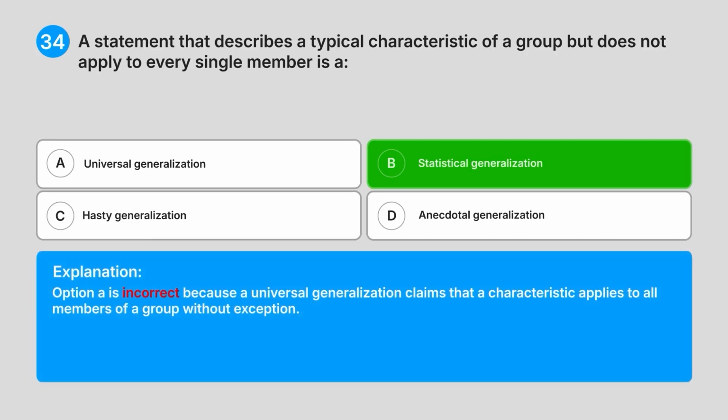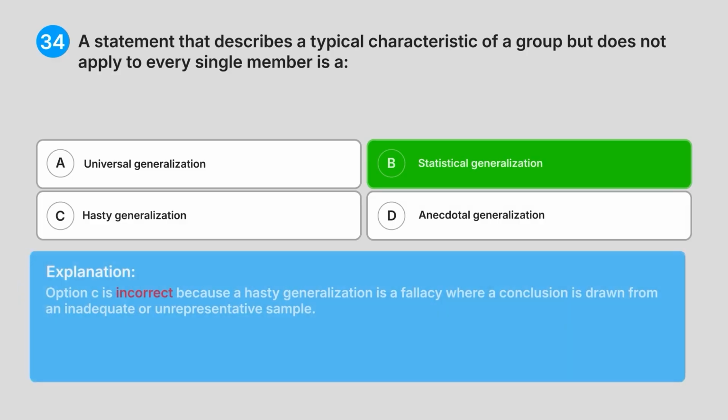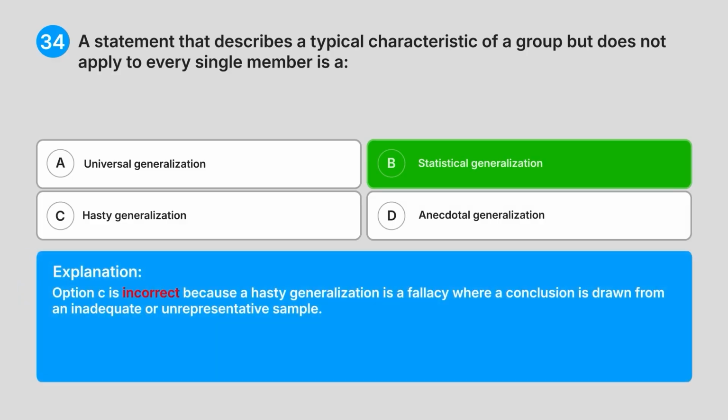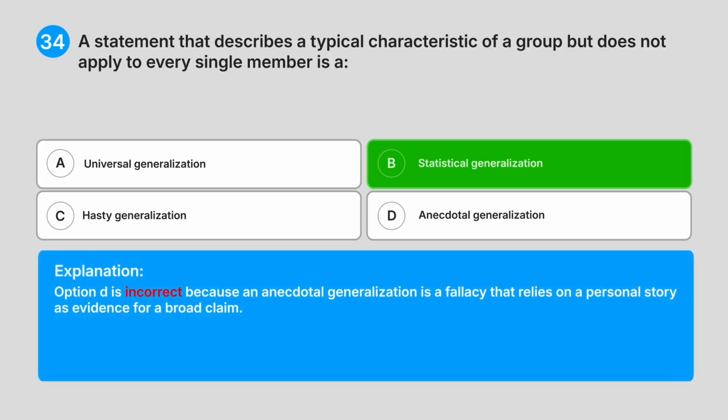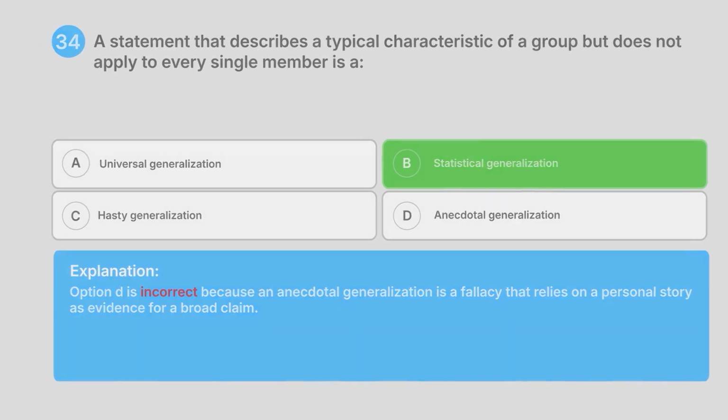Option A is incorrect because a universal generalization claims that a characteristic applies to all members of a group without exception. Option C is incorrect because a hasty generalization is a fallacy where a conclusion is drawn from an inadequate or unrepresentative sample. Option D is incorrect because an anecdotal generalization is a fallacy that relies on a personal story as evidence for a broad claim.